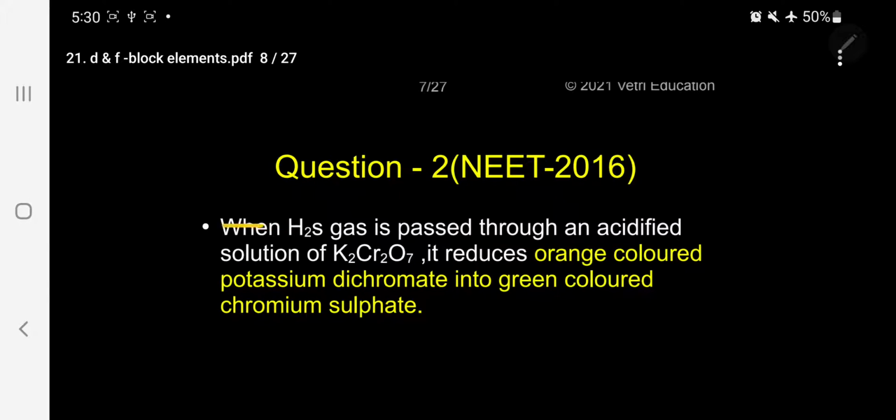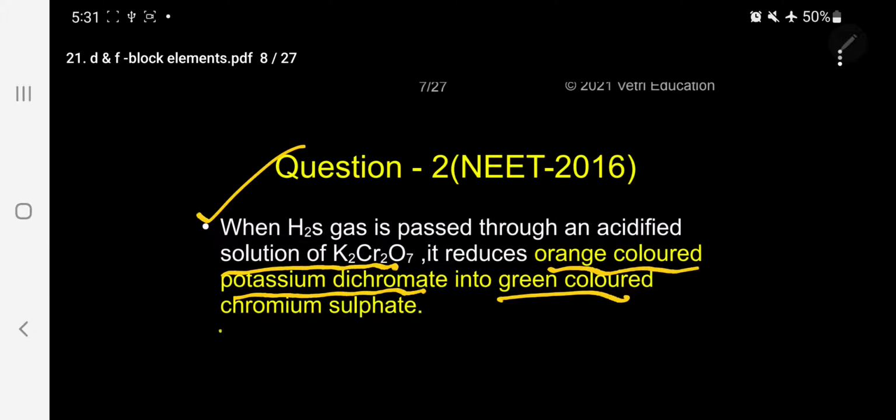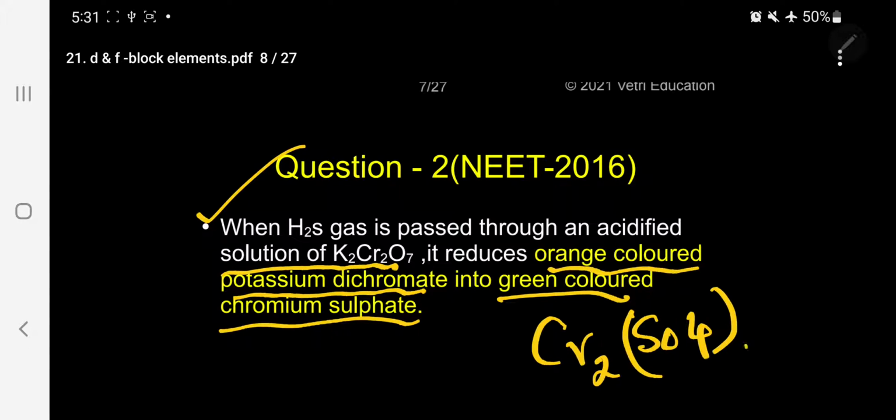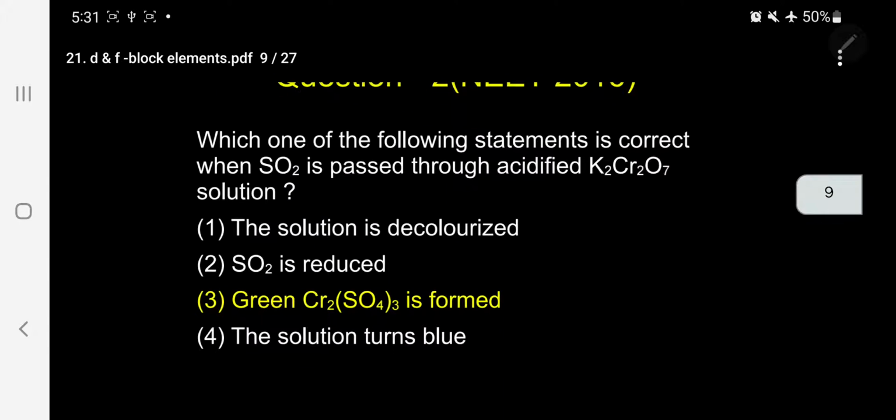Kindly follow. When sulfur dioxide gas is passed through acidified solution of potassium dichromate, it reduces orange colored potassium dichromate into green color chromium sulfate. So chromium sulfate, kindly follow. This is the formula. Chromium sulfate, this is the green color. So this is actually formed. So this is the answer for this question. Option C is the correct answer. Green chromic sulfate is formed.